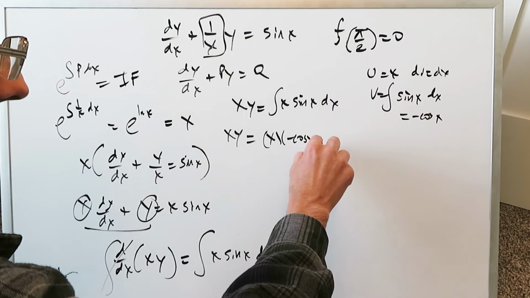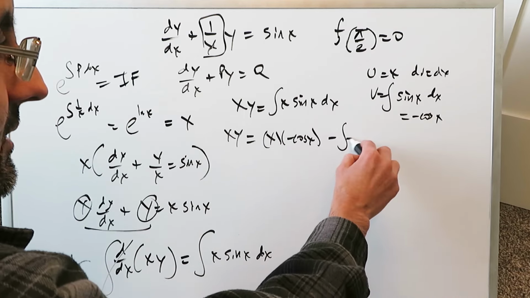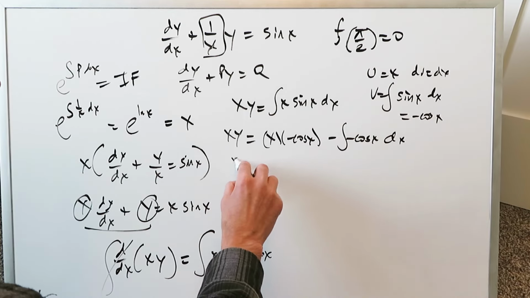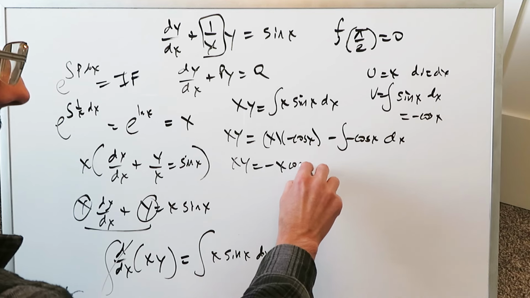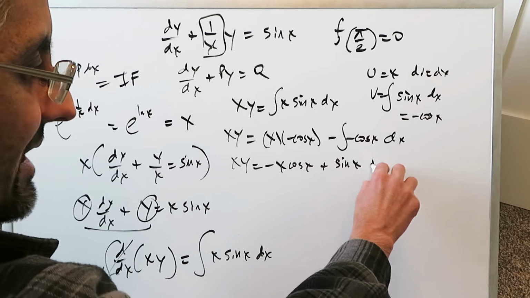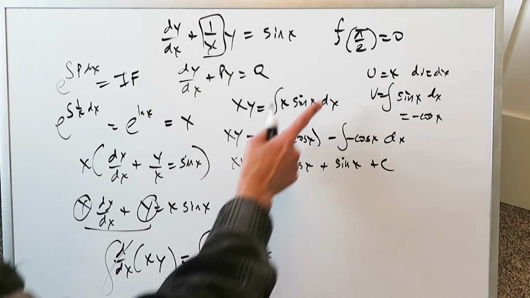It's minus cosine x minus integral v du, minus cosine x, du is dx. When you're doing this, you're having xy is equal to minus x cosine x plus integral of cosine x, which is just a sine x, plus c. From here, plug in your inputs.